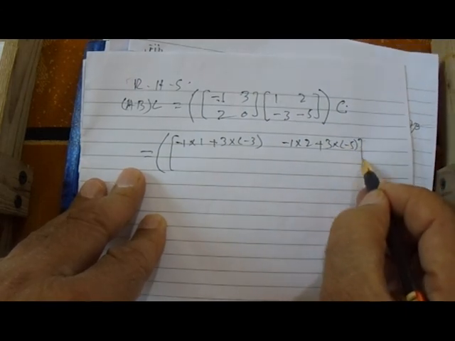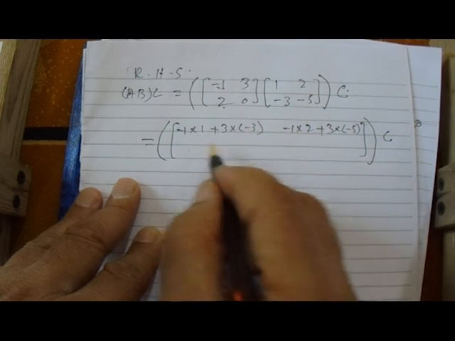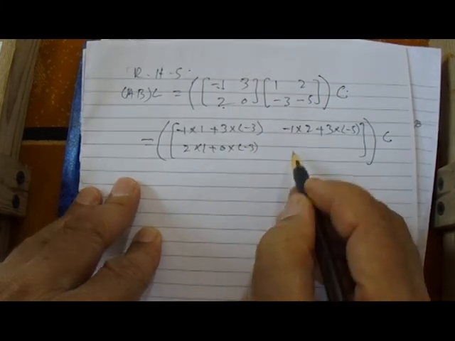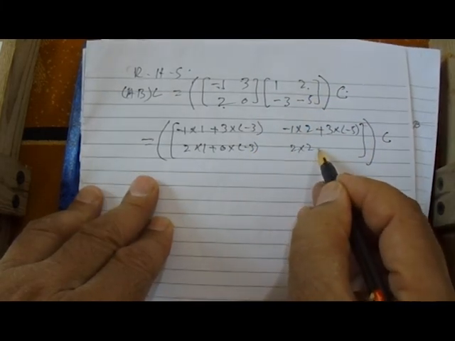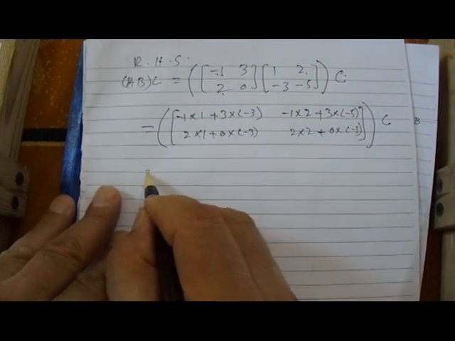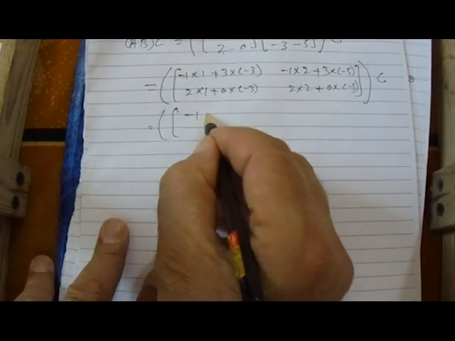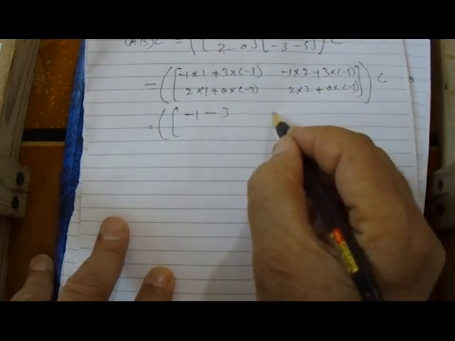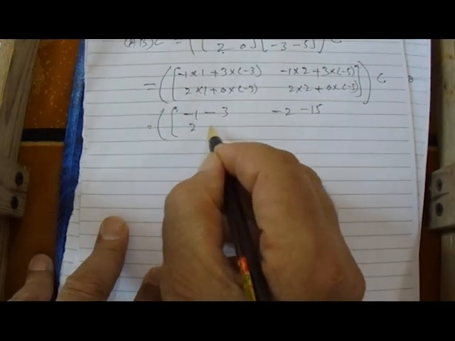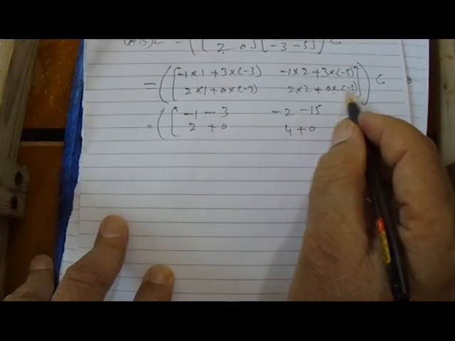Again we write the brackets and round brackets and C right here. 2 multiplied by 1, and +0 multiplied by -3. Again 2 multiplied by 2, and +0 multiplied by -5. Again we write this is equal to round brackets, -1 and -3, again -2 and -15. Now again 2 and +0, and here 2 2s are 4 and +0, because 0 is multiplied by -5.